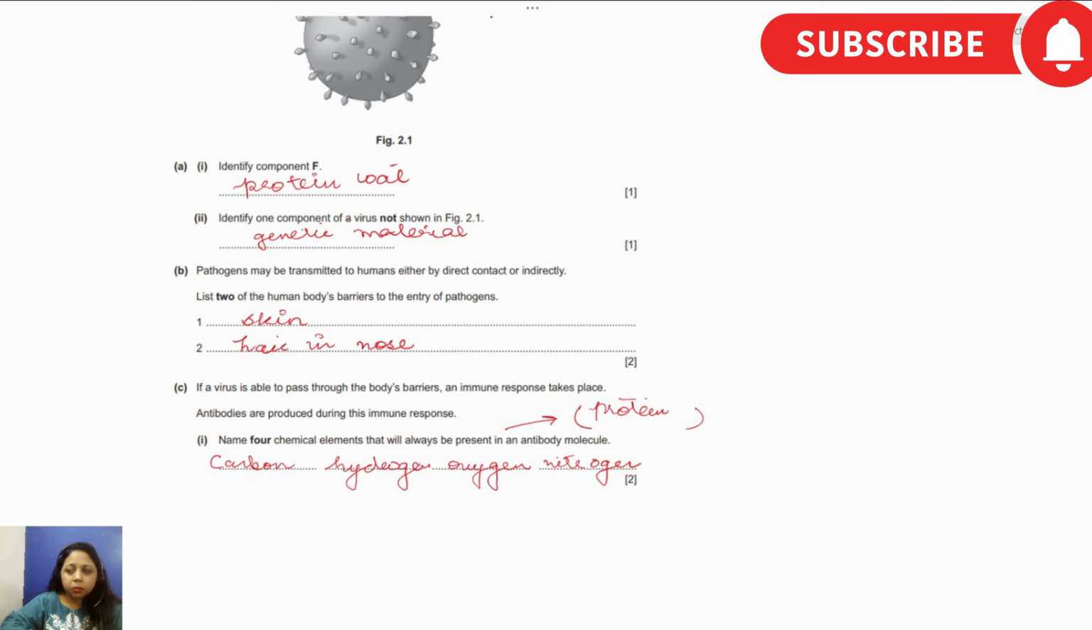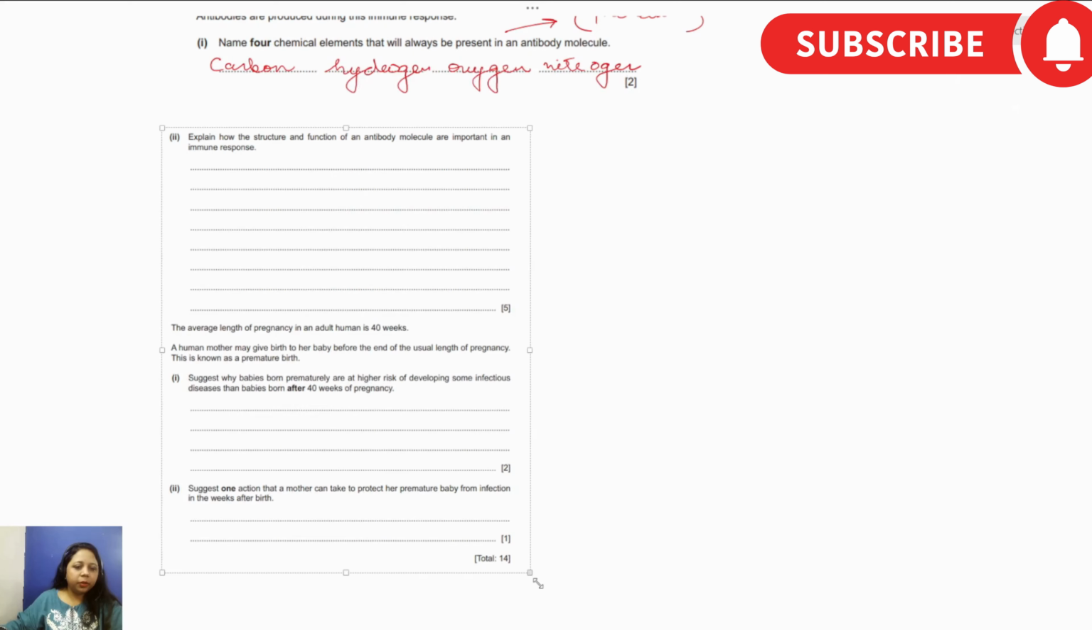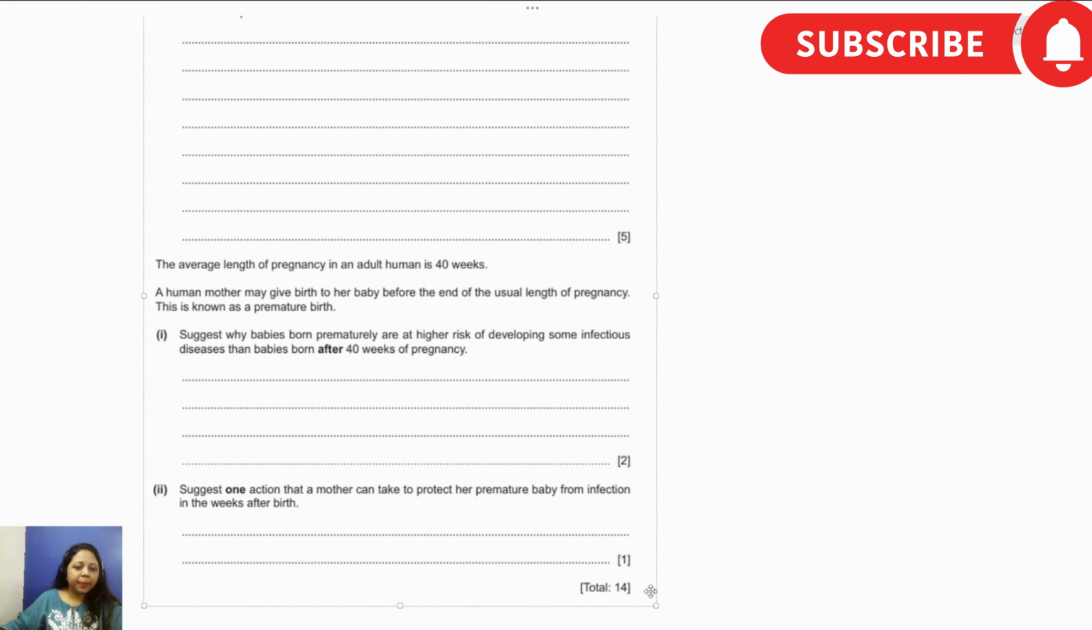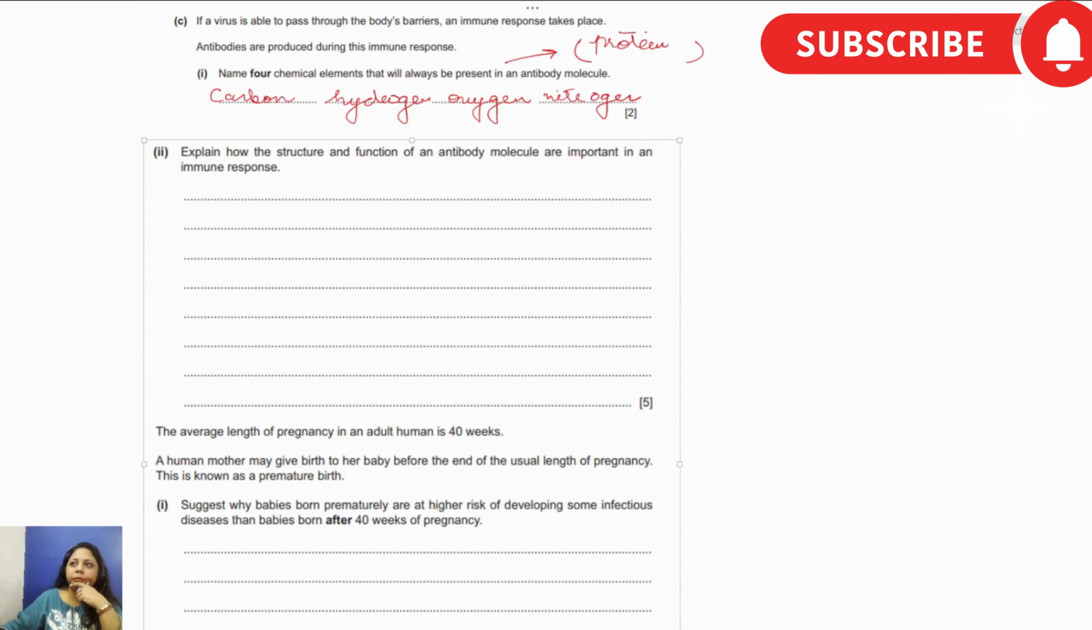Okay, so next one. Explain how the structure and function of the antibody are important in the immune response. Now you have to tell about the antibody. What is an antibody? How does it control the pathogen and the things related to that? So it's of 5 marks. Okay, it's very specific.